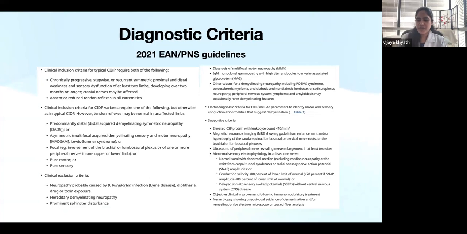And the patient should improve with immunomodulatory treatment. And nerve biopsy should be evident of demyelination and remyelination.